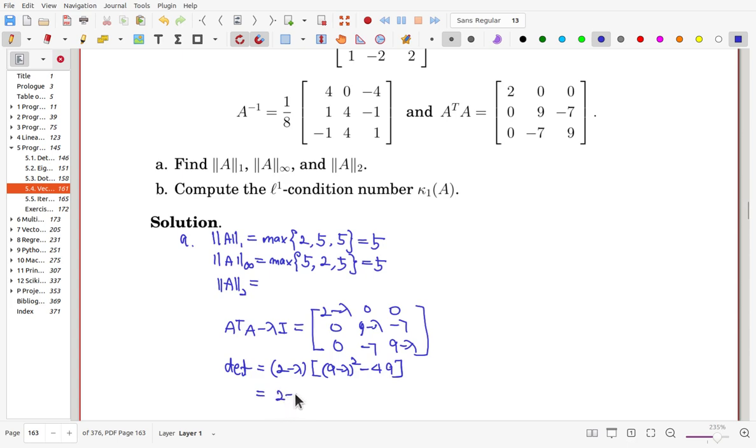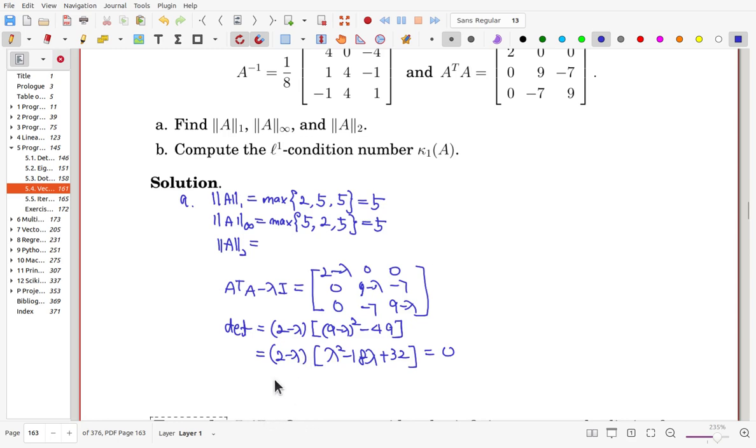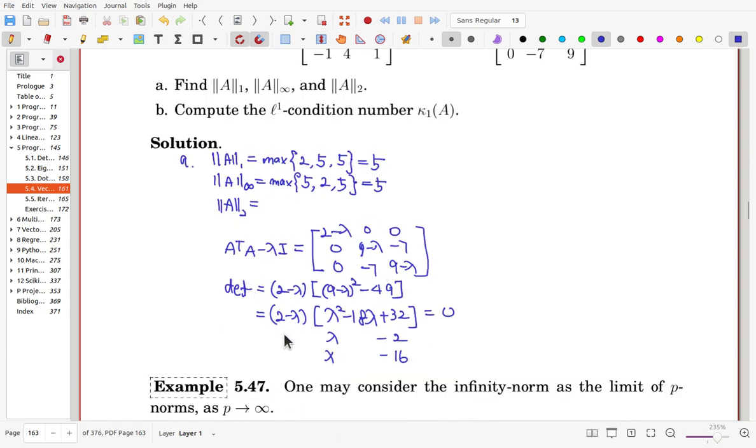So we have here 2 minus lambda, and then this one is lambda squared minus 18 lambda, and 81 minus 49, which is here 32, right? Okay, so that is the characteristic equation, and from here lambda is 2, this one eigenvalue, and this one can be separated. So we have three eigenvalues here. Lambda is from here 2, again from here 2, and 16. That is positive 16.